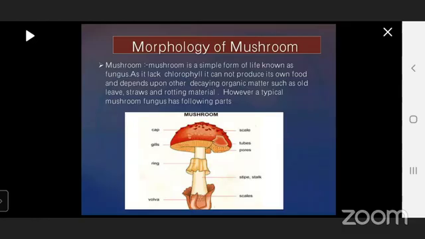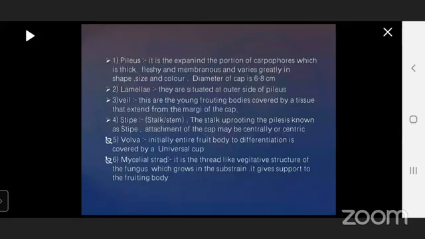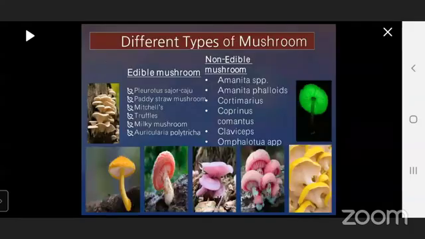That stalk is connecting the rhizoids to the cap. So this stalk is called the stipe. Then volva, etc. are the different parts of the mushroom. So the lamella, veil, stipe, volva, etc. are the different parts of the mushroom. Now we will see the different types of mushroom.